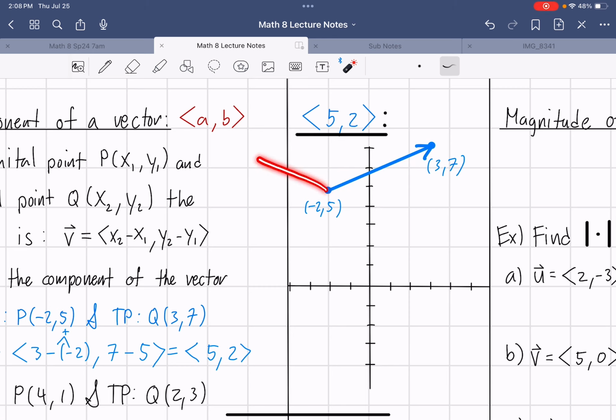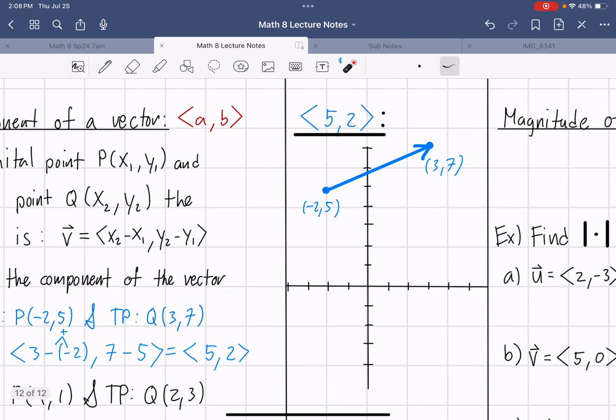Right? Or even it might have the same magnitude, but it could be pointing something completely different. Because if we got -5 and 2, the direction would be completely different. That's why it's important to keep that order. You might switch the direction around, or you can have a completely different direction. So it's important to keep that terminal and initial separate.